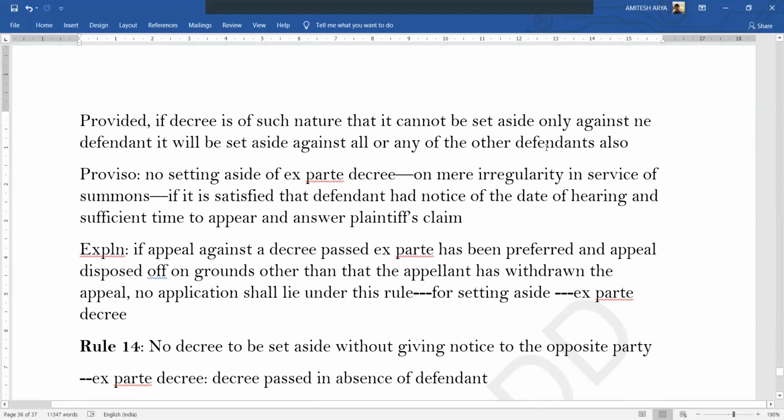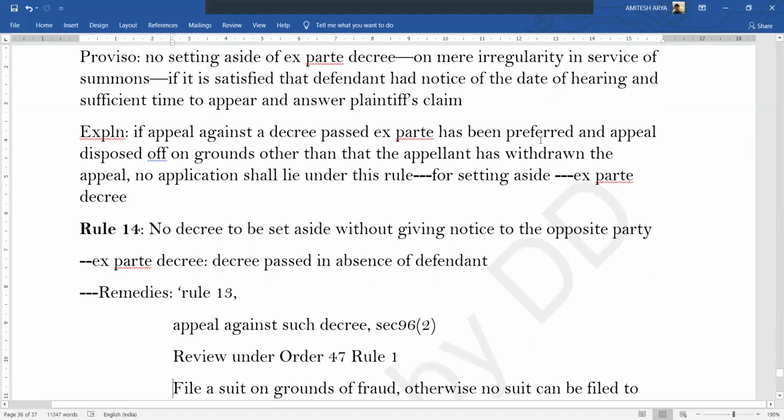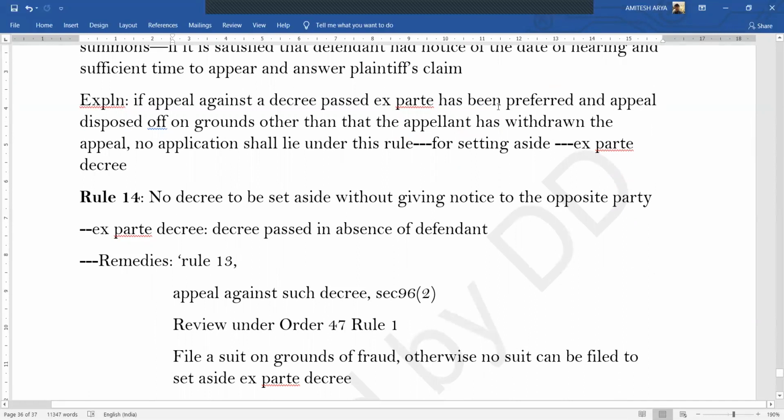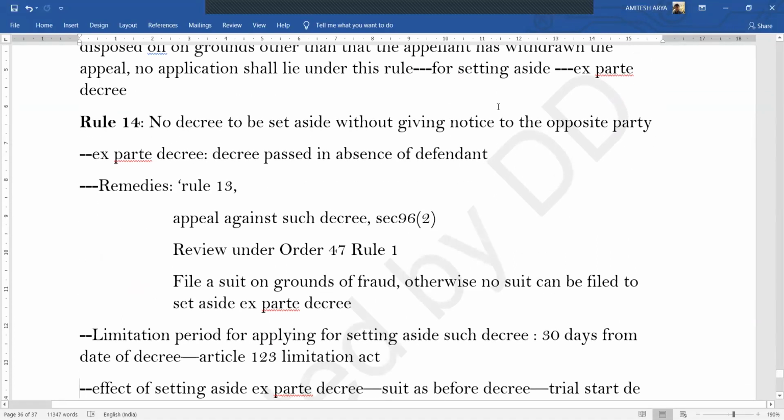And Rule number 14 is that you cannot set aside anything without giving notice to a party. And what are the remedies against an ex parte decree? Rule number 13, appeal against such decree under section 96. To review under Order 47, Rule 1. You cannot bring a fresh suit here except on the grounds that there were certain fraudulent actions by which we were prevented, and on those grounds you can bring a fresh suit. What is the limitation period, etc.